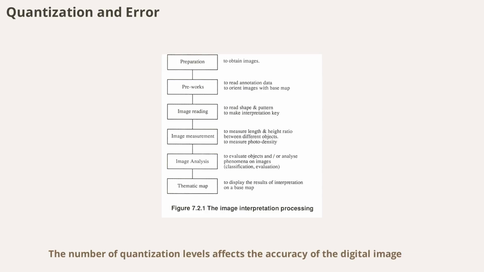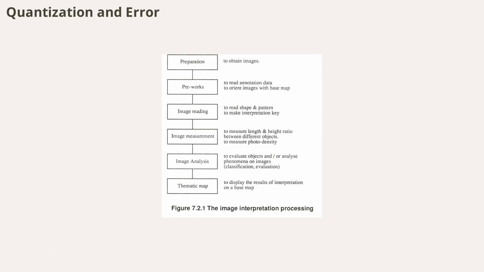The number of quantization levels affects the accuracy of the digital image. Too few levels increase quantization error, while too many can lead to unnecessary data and noise. The goal is to choose a quantization level that balances accuracy and data volume. This ensures that the digital image accurately represents the original scene without excessive storage requirements.